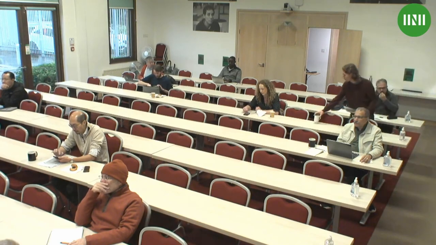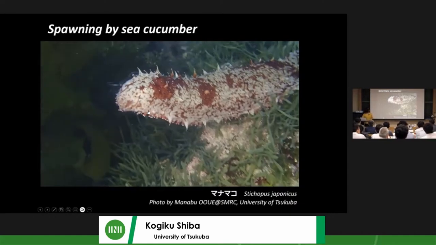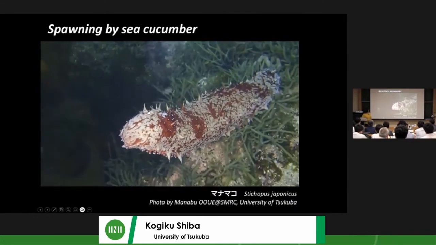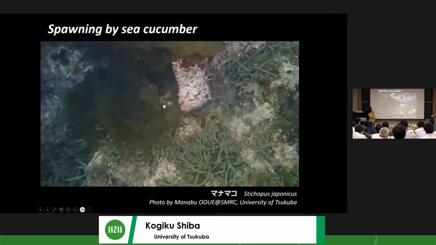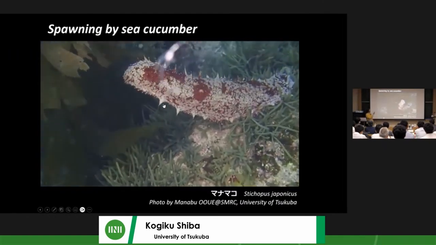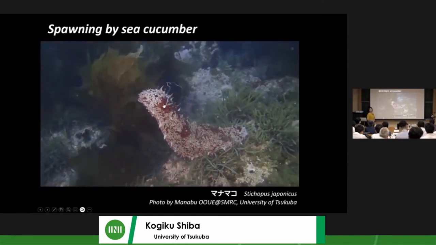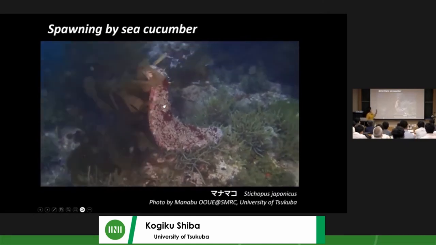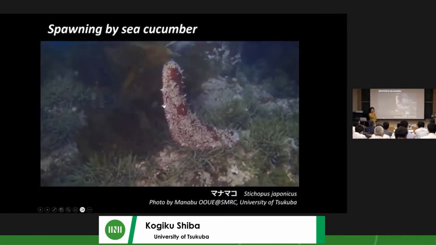This movie is a sea cucumber. This video was taken nearby our marine station, and this is a male sea cucumber releasing sperm. This white one is the sperm. Most marine organisms spawn the egg and the sperm outside, and then fertilization happens in the sea. Animals like sea cucumber, sea urchin, coral, and some macroalgae spawn their gametes into the sea, using timing with the life cycle, or tidal cycle, or some lunar cycle.